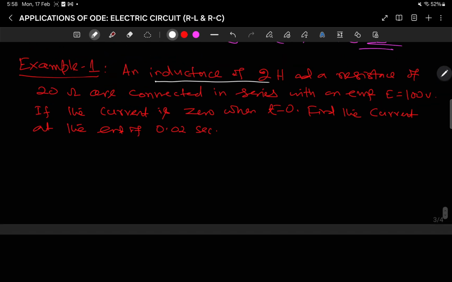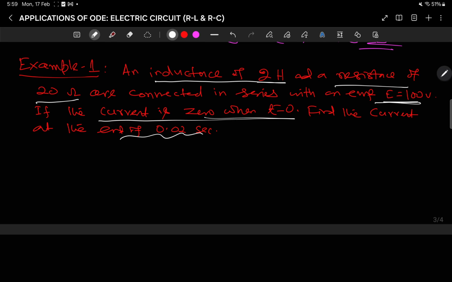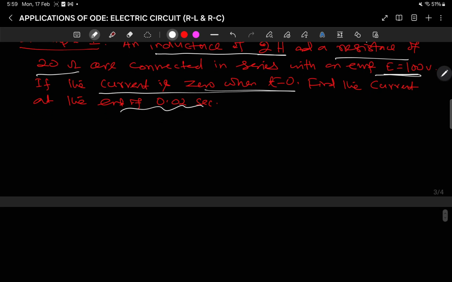An inductance of 2 henry and a resistance of 20 ohm are connected in series with an EMF of 100 volt. If the initial current is 0, find the current at the end of 2 seconds. It is an RL circuit. Coming to the solution, draw the RL circuit. This is your R and this is your L, and we have a battery.